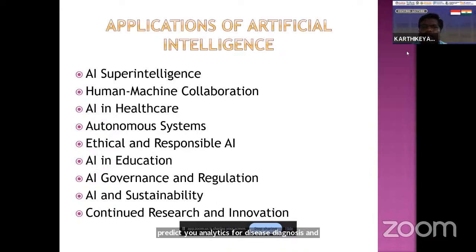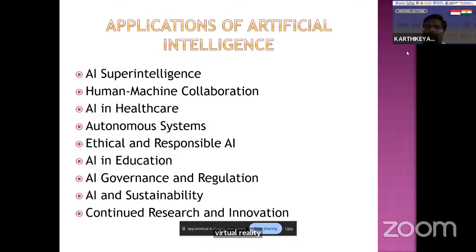And the next AI application is education. AI in education is transforming education through personalized learning platforms, adaptive learning systems, intelligent tutoring systems, automated grading and feedback systems, educational content creation, and virtual reality simulation.